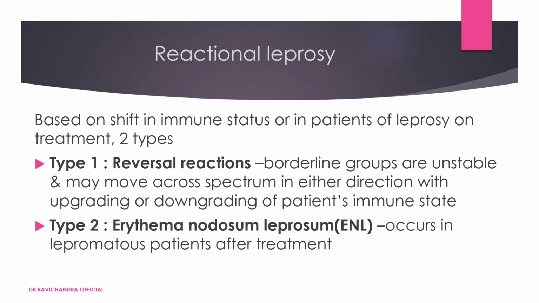Reactions based on the shift in immune status or in patients of leprosy on treatment, two types of reactions will be there. Type 1 reaction and type 2 reaction. Type 1 reaction is called as reversal reaction and type 2 reaction is called as erythema nodosum leprosum or ENL. Coming to type 1 reversal reactions, these borderline groups are unstable and may move across the spectrum in either direction with upgrading or downgrading of the patient immune status. Coming to type 2 reactions, erythema nodosum leprosum, it occurs in lepromatous patients after treatment.